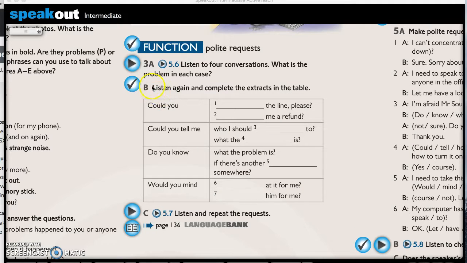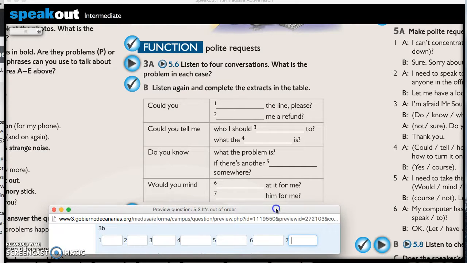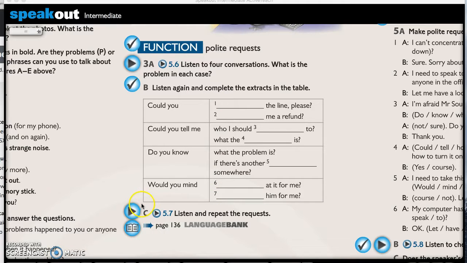In part 3B, it says listen again, so you're supposed to listen to that audio file 1 more time and fill in 1 word in each gap. And this is what it looks like in the platform. So this 1 corresponds to this 1, and this number 7 corresponds to this number 7 here. Finally, you are supposed to listen and repeat the requests by clicking here, letting the audio go and then repeating.